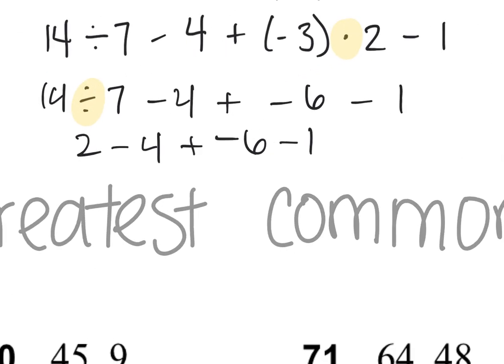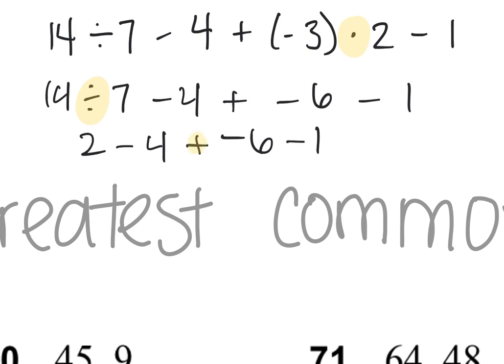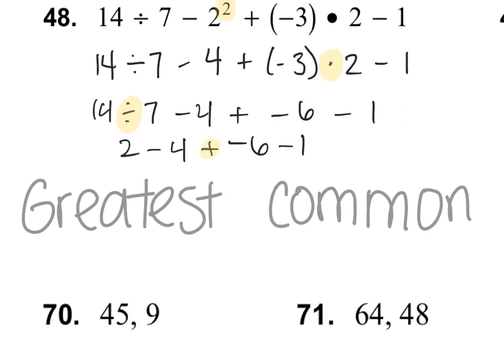After that comes addition. There's only one addition symbol. It's right here. And we're going to go ahead and add negative 4 with negative 6. So it's going to be 2 minus 10 minus 1, because negative 4 minus 6 gives me negative 10.